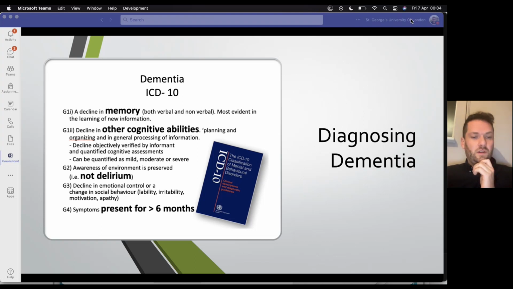So diagnosing dementia, what you need to see is a decline in memory, both verbal and nonverbal, and a decline in other cognitive abilities. Awareness of environment is preserved, i.e. not delirium. So we'll come back to what delirium is, because that's a big thing this week, being able to tell the difference between dementia and delirium. Also a decline in emotional control or change in social behavior, and these symptoms need to be present for more than 6 months. So how do we do that in a more formal way of diagnosing?